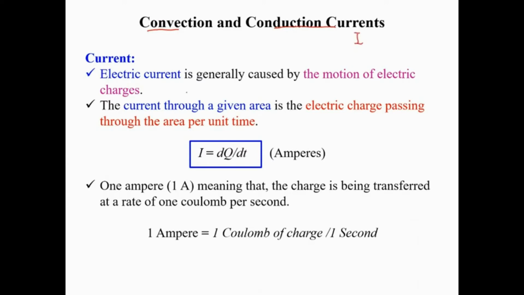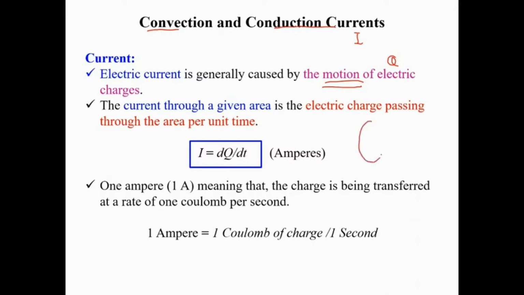So electric currents are generally generated by the motion of the electric charge. Motion means that it moves. So when the charge Q moves, it generates the electric current. When the Q doesn't move, just static there, there is no current. So the current through a given surface is the electric charge passing through the area per unit time.